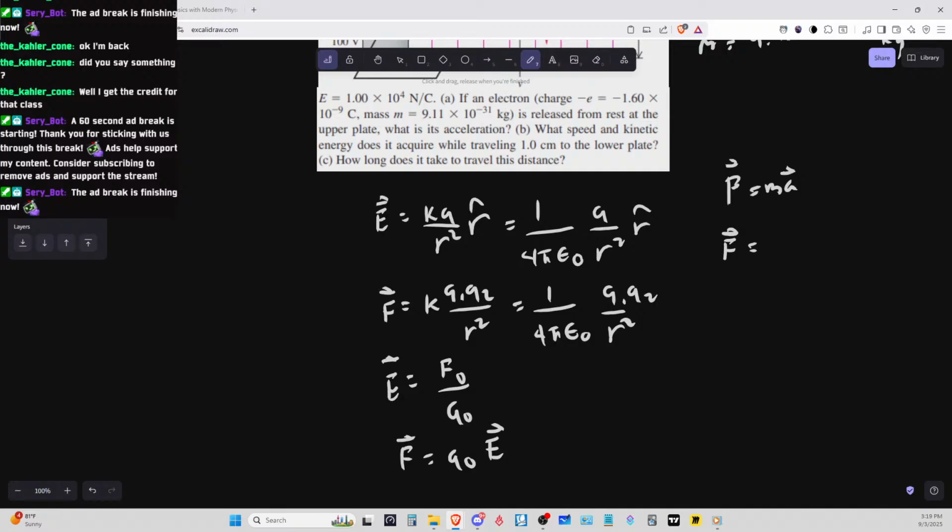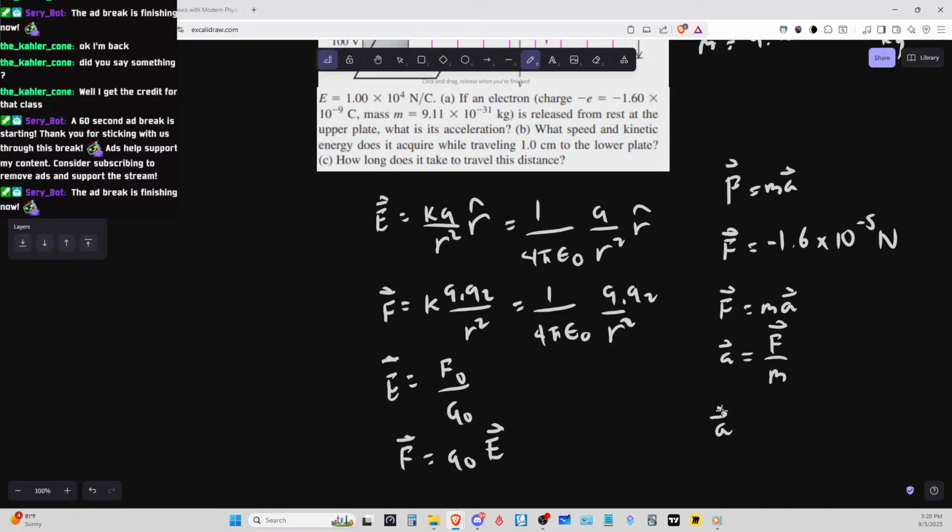Dot. We have negative 10 to the 5th newtons. Okay, now we do F equals ma, but then we have the mass of the electron, so all we have to do is basically do this.